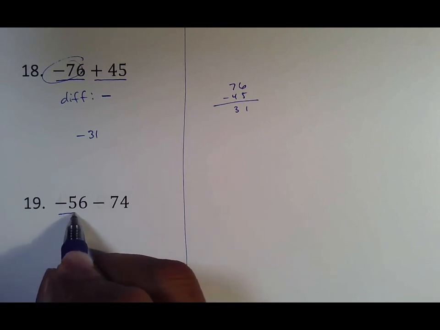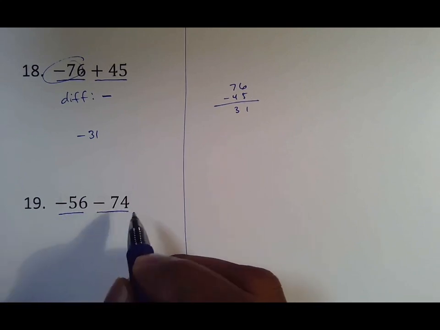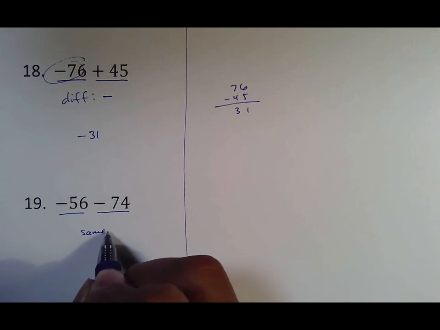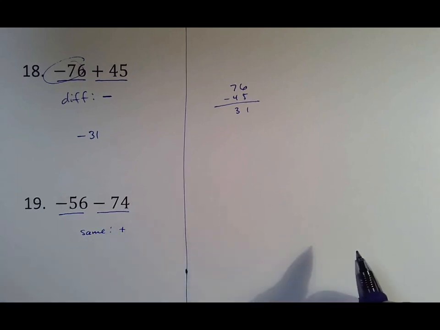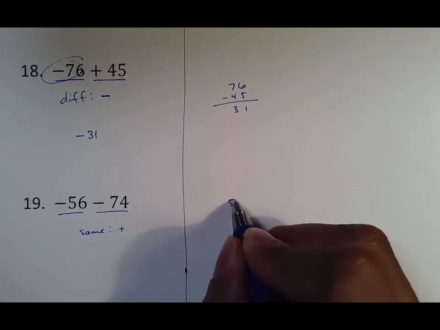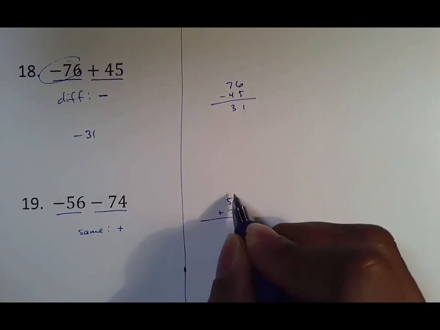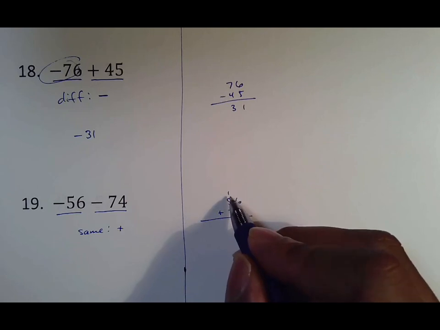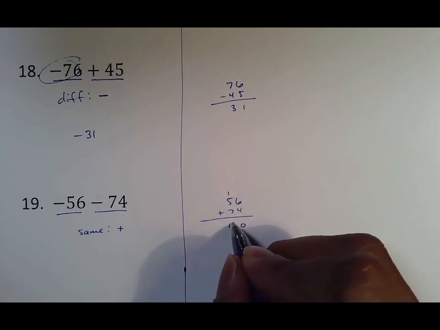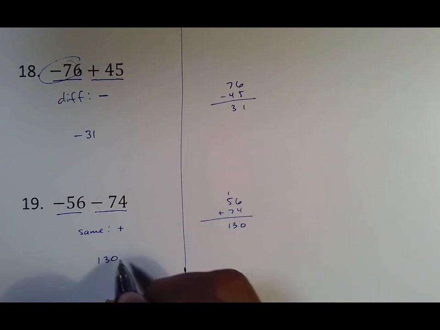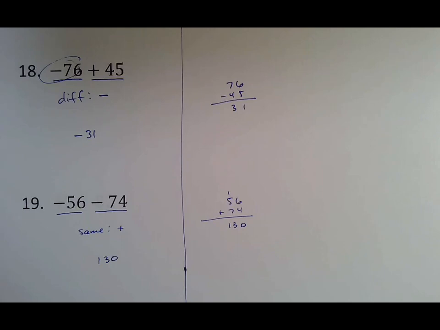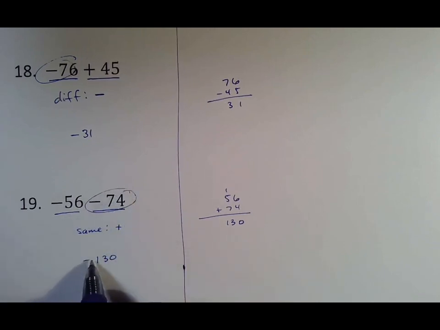It's a negative 56. It is a negative 74. They are the same, so we will add. Again, with addition, it doesn't matter how I line them up. 6 plus 4 is 10. Carry the 1. 6 plus 7 is 13. 130. And is this going to be a negative or positive 130? Bigger number is negative. It's going to be negative.